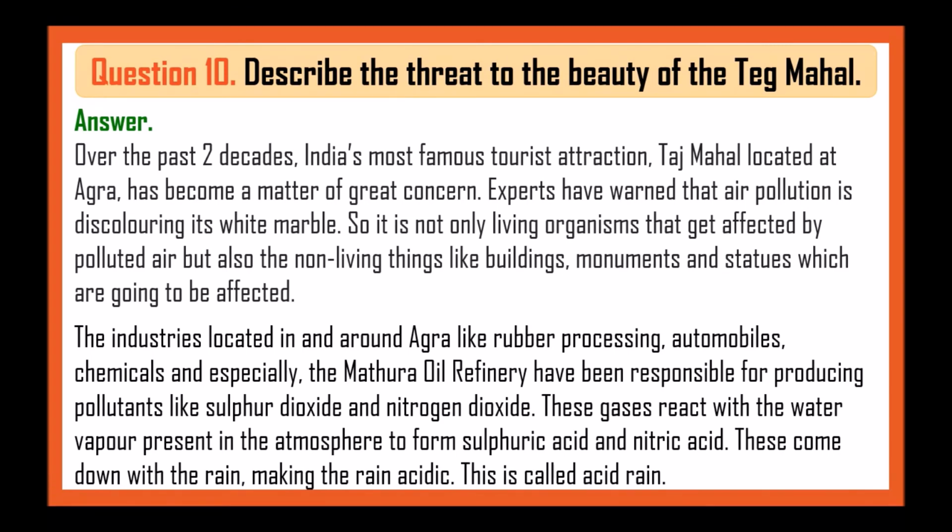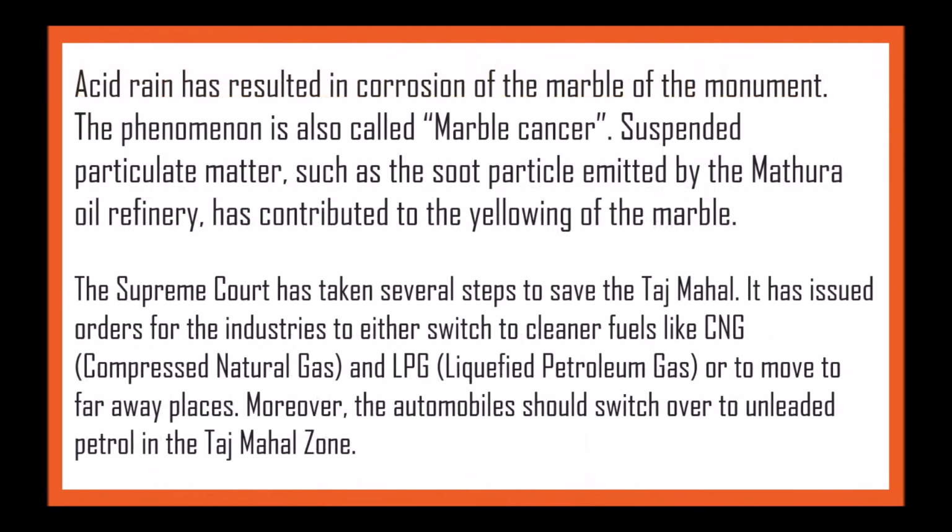This comes down with the rain, making the rain acidic. This is called acid rain. Acid rain has resulted in corrosion of the marble of the monuments. The phenomenon is also called marble cancer. Suspended particulate matter, such as the soot particles emitted by the Mathura oil refinery, has contributed to the yellowing of the marble. The Supreme Court has taken several steps to save the Taj Mahal.